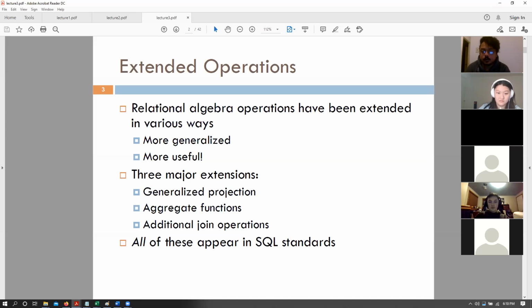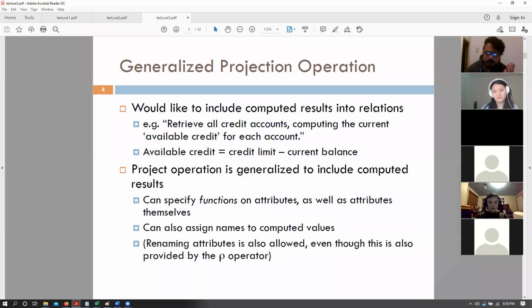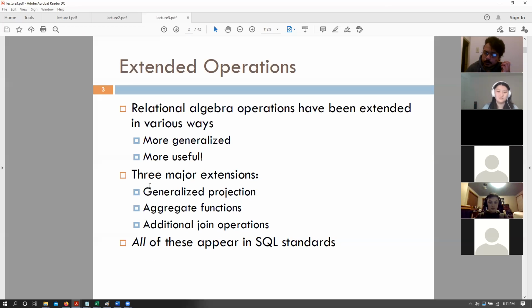Okay, now today we are going to move on to more extensions to our operations, but mainly we are going to look into some aggregate and grouping functions that we can do, right? These are standard across most SQL implementations. We are going to talk about these 3 major extensions. That is, what is a generalized projection? We know what a projection is, but what is a generalized projection? And we are going to talk about aggregate functions and some more join operations.